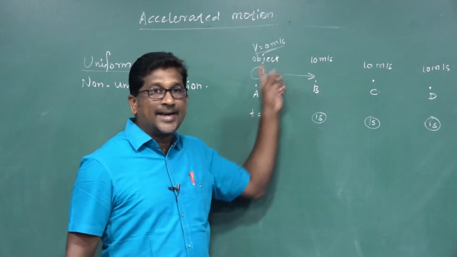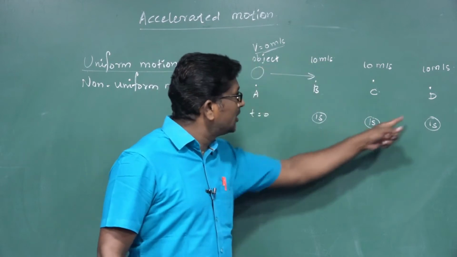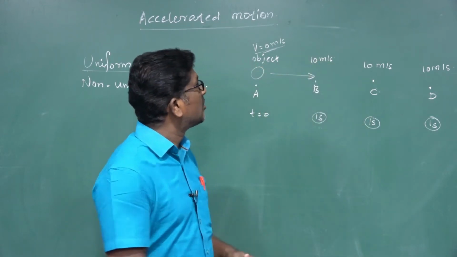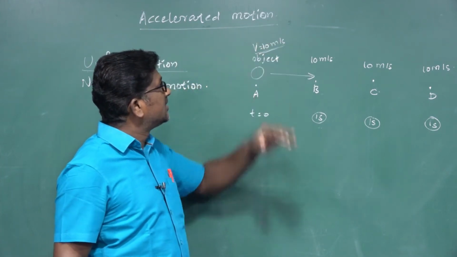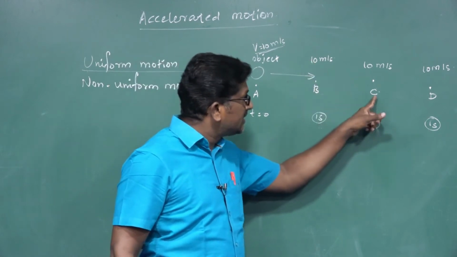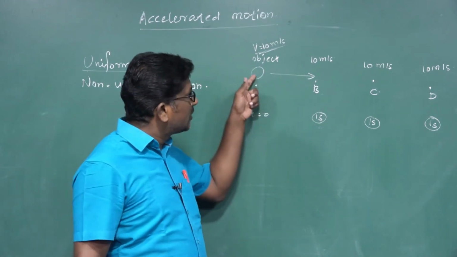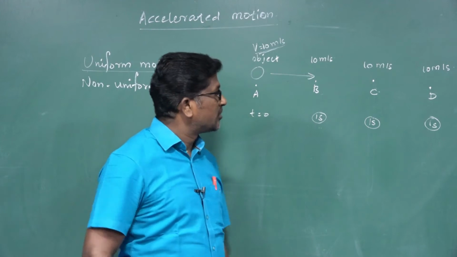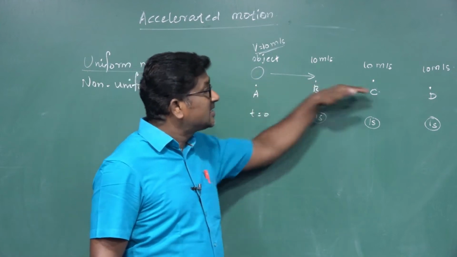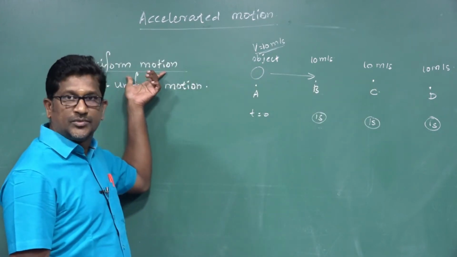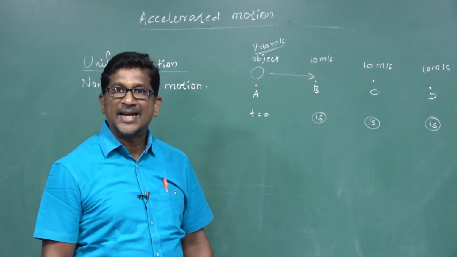So in this diagram, it is clear that at position A, B, C, D, in all the positions, the velocity of the particle remains constant. At A, the velocity of the particle is 10 meter per second. At the position B, 10, C, 10, D, 10. The time interval is 1 second, 1 second, and 1 second. Here the object position continuously changes with respect to time, so the object is said to be in motion. This kind of motion is called uniform motion. Why? Because the velocity of the particle remains constant.